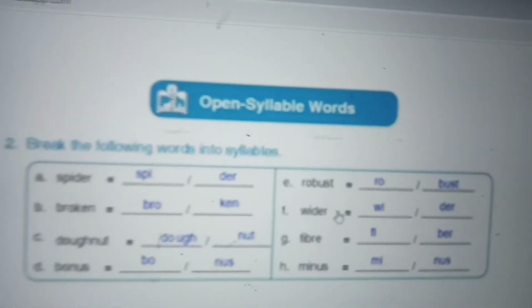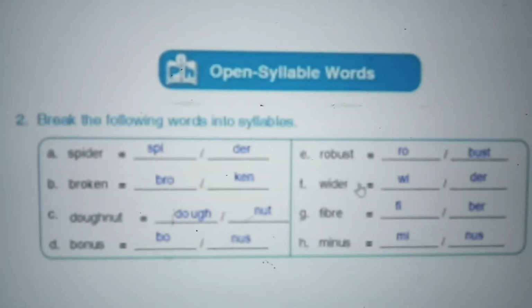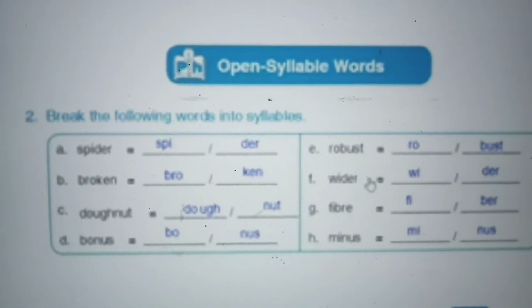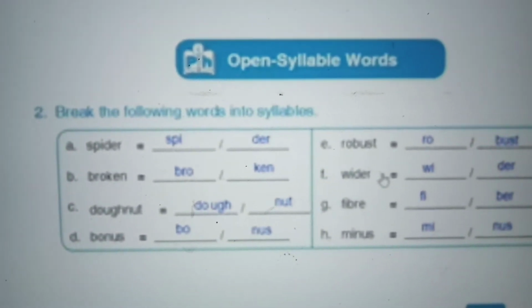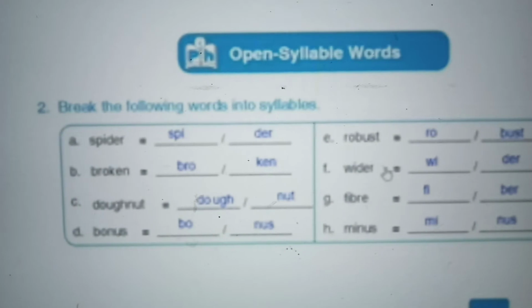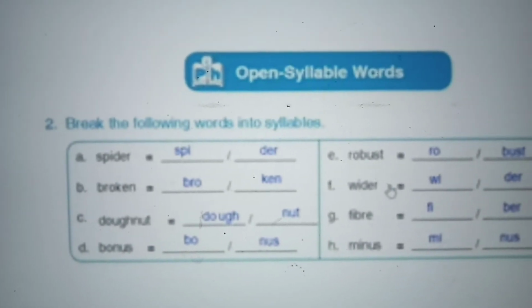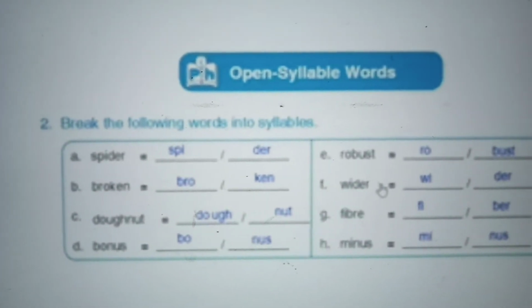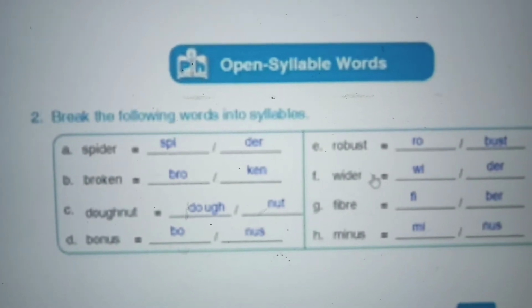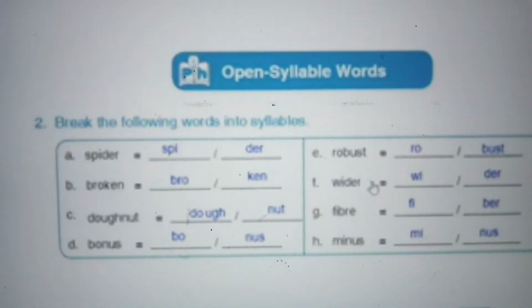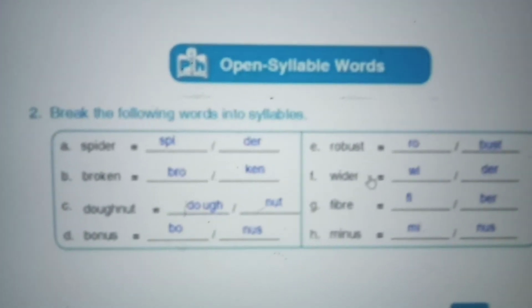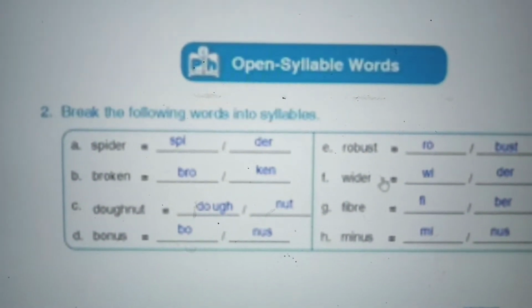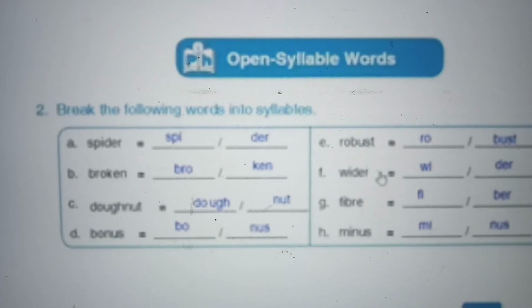Now, open syllable. What are open syllables? Actually, syllables are based on the sounds of the words, the vowels. Based on the vowels you split the words according to how you pronounce the word. Based on that you split the word into parts, that is syllables. A word can be monosyllable, bisyllable, trisyllable, like that many are there. Here all the words given are two-syllable words.